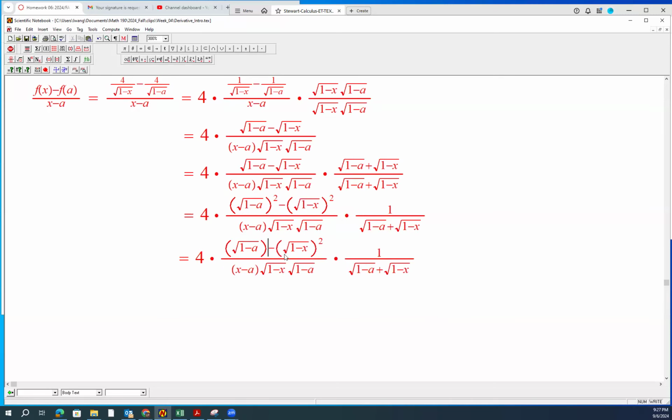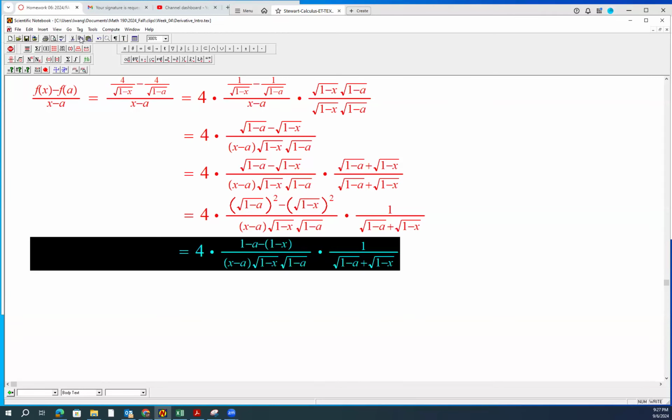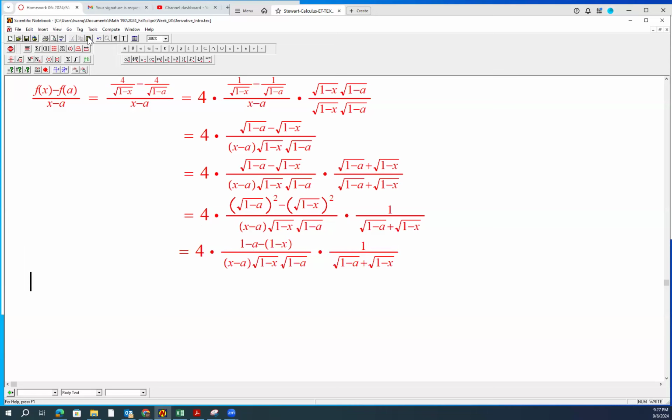Well, it's going to be 1 minus a. This is going to be 1 minus x. So we need to have a parentheses for 1 minus x. Now, what do we have? Opened up the parentheses. So minus 1 plus x. So 1 minus 1 is 0. So we have minus a plus x. So this whole thing is just x minus a.